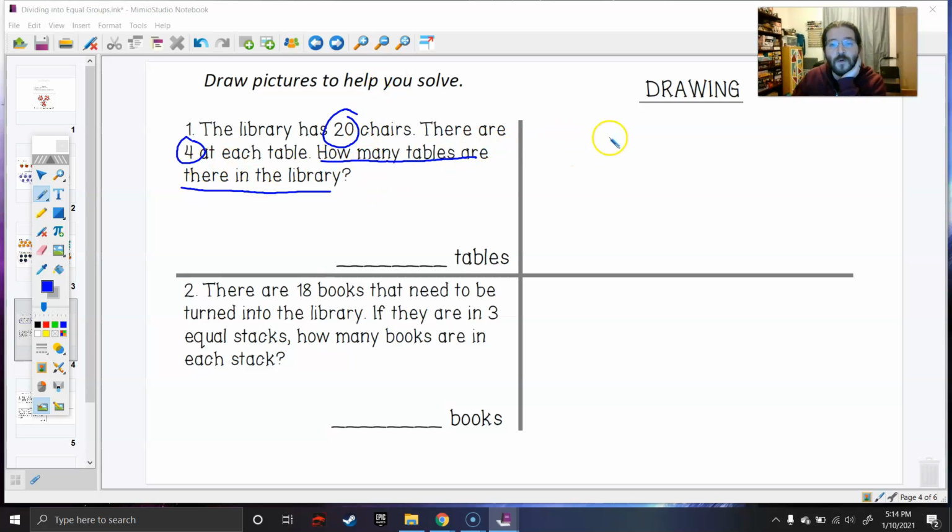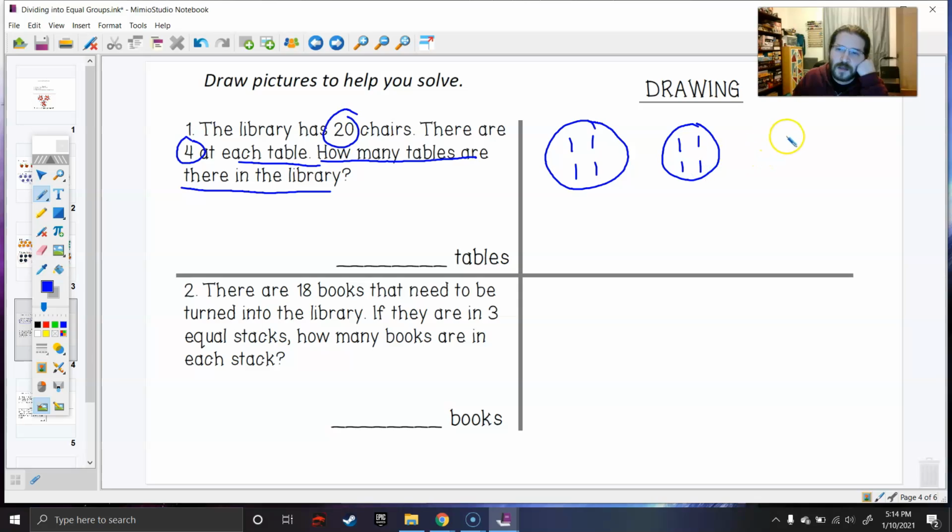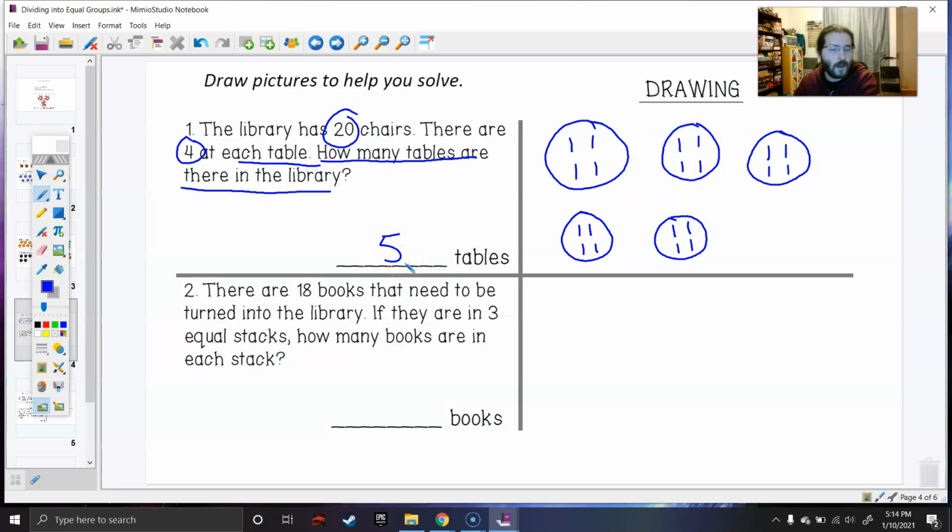All right, so we have 4 at each table. That's what we were looking for. So we have our first table, 1, 2, 3, 4, right? Let's do another table, and we'll keep on counting. 5, 6, 7, 8. 9, 10, 11, 12. 13, 14, 15, 16. 17, 18, 19, 20. All right, so how many tables? 1, 2, 3, 4, 5. Sorry about me making a goof.